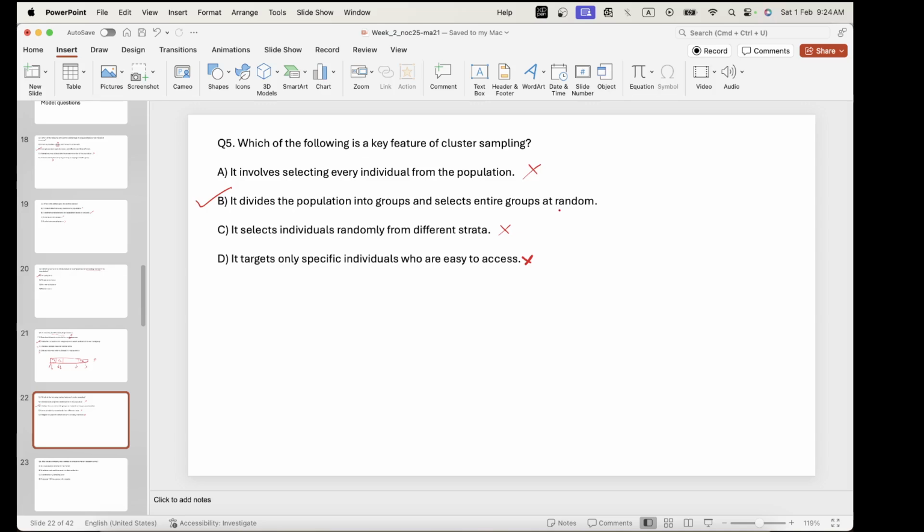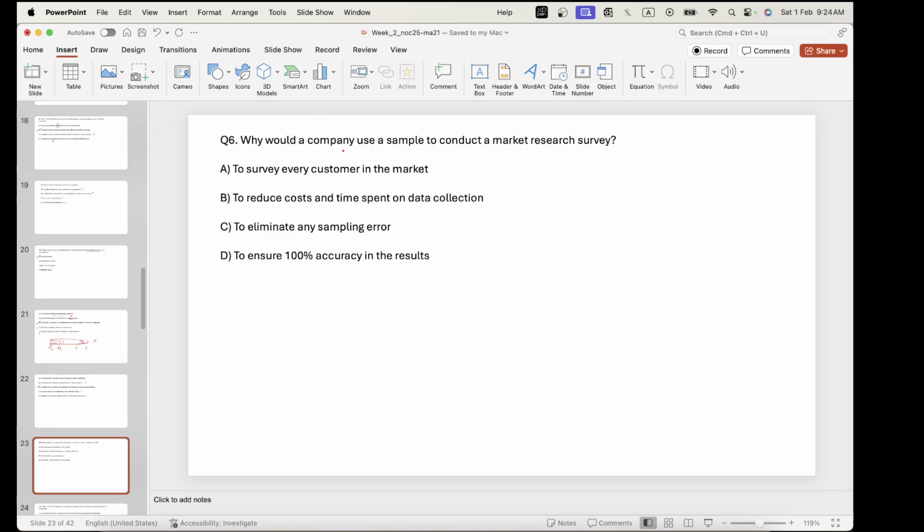Okay, moving on. Why would a company use a sample to conduct a market research survey? Because it reduces costs and time spent on data collection. So this is the most appropriate. The others are not true. If they don't serve every customer, then that wouldn't be a sample survey. Eliminating sampling error will only happen when we do a census, so this is not happening. 100% accuracy you cannot expect from a sample survey.